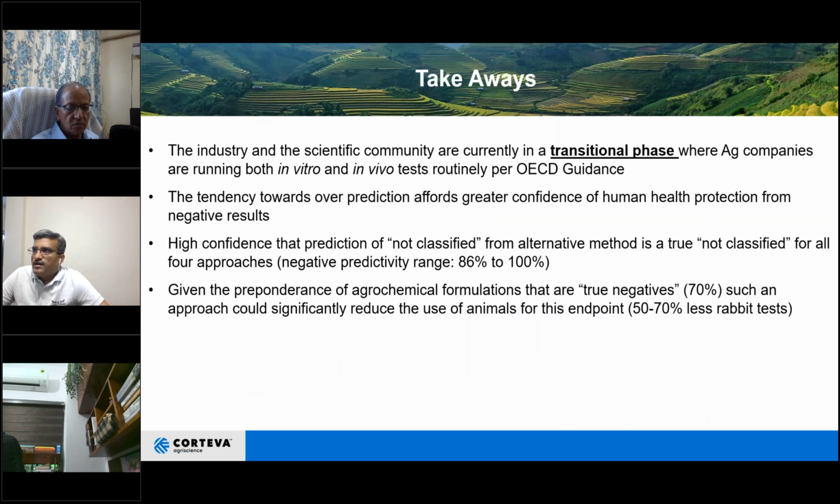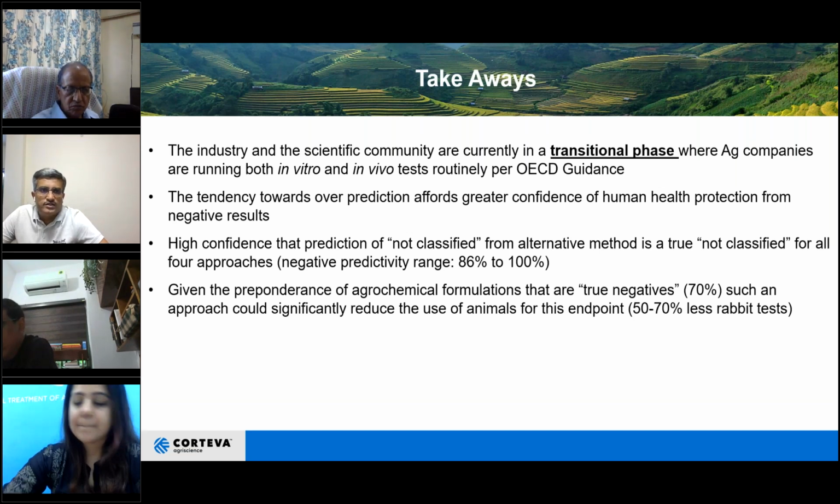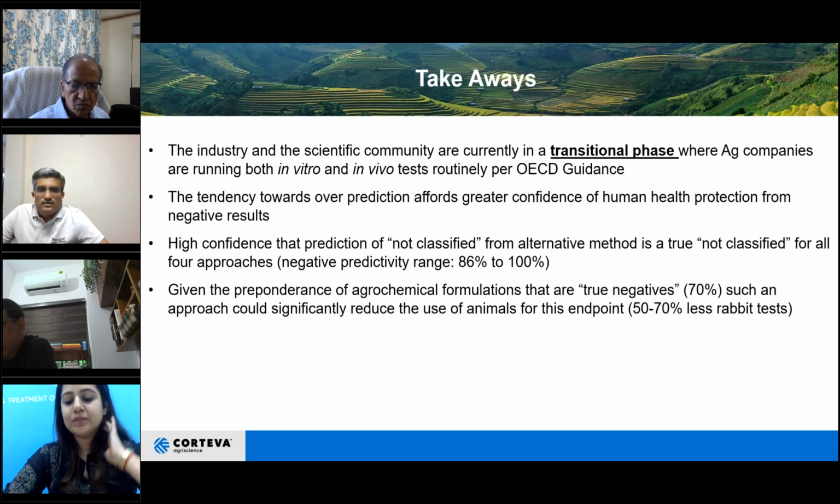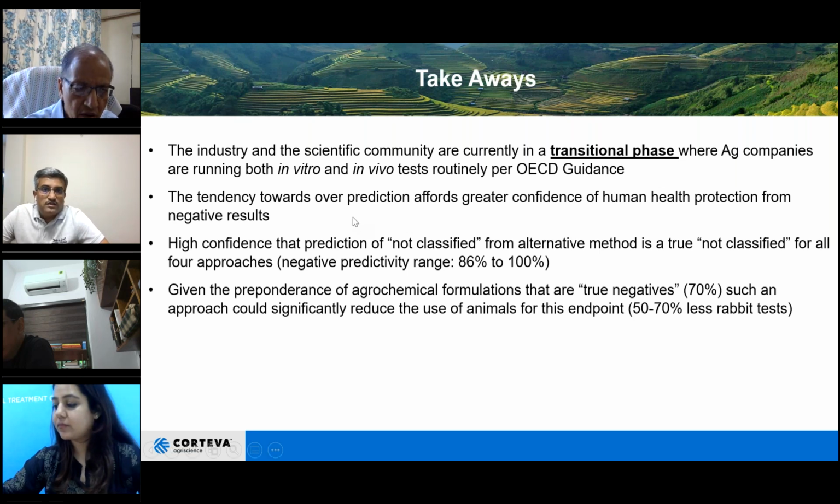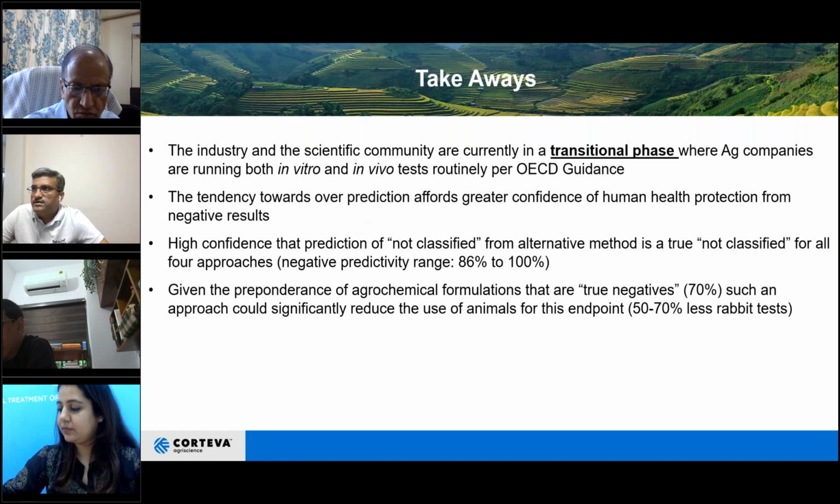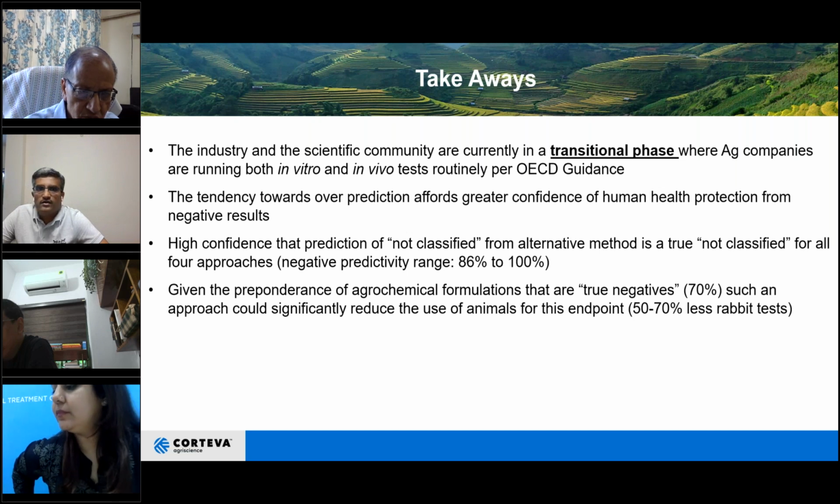Some of the takeaway messages of this engagement are that the industry and scientific community are currently in a transitional phase where ag companies are running both in vitro and in vivo tests routinely per OECD guidance. There is a tendency towards over prediction, which affords greater confidence of human health protection from negative results. That means most of the methods overestimate the irritation potential in humans.